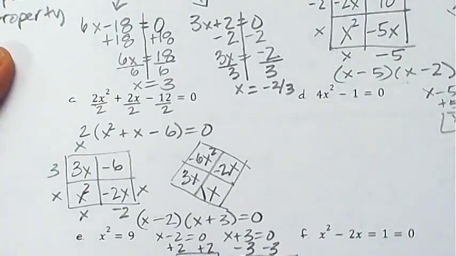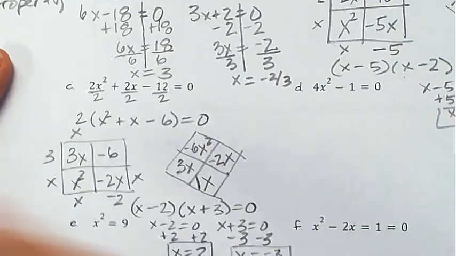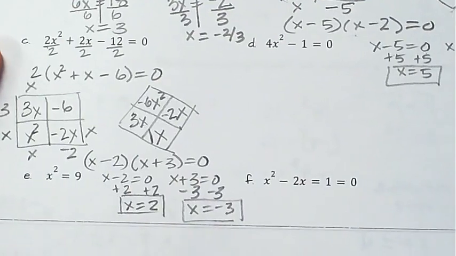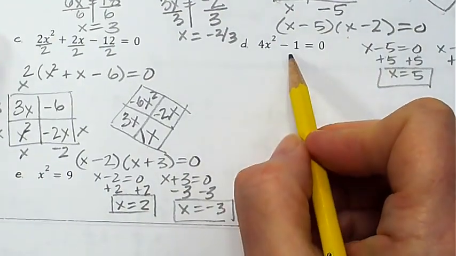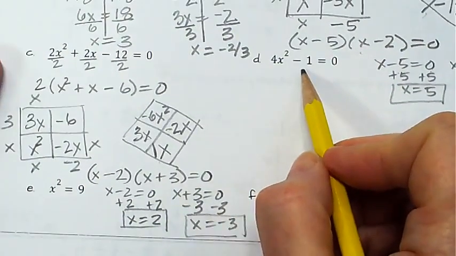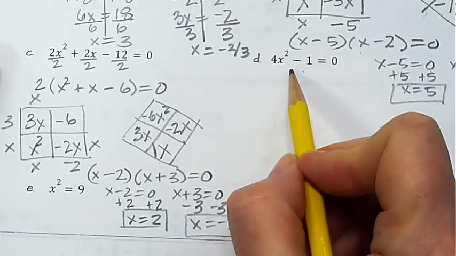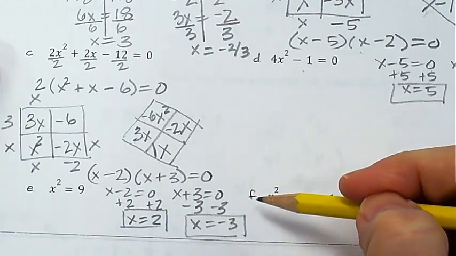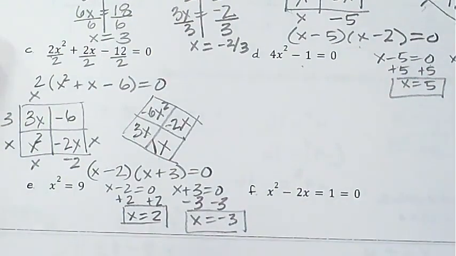Okay, so nothing really new there. Just factoring using the area model and the diamond. Here we do have a quadratic. We're missing that bx term. So I could add that in and use area model and diamond, but I'm going to show you another way to do this. I'm going to get x by itself.